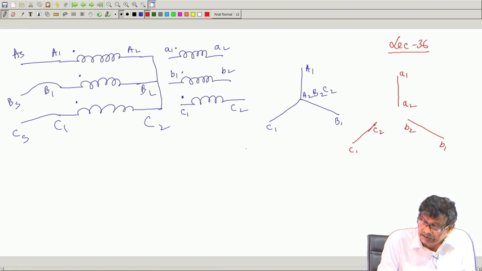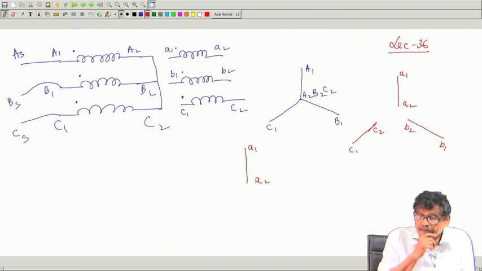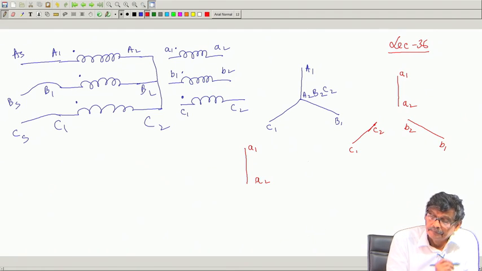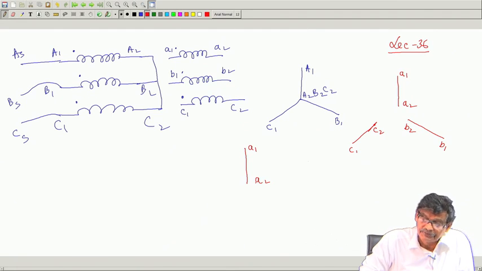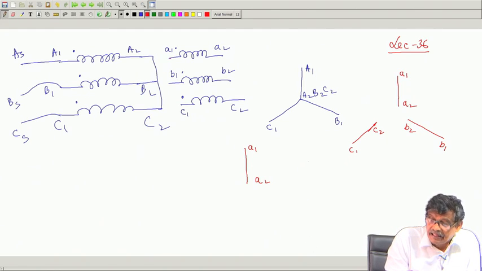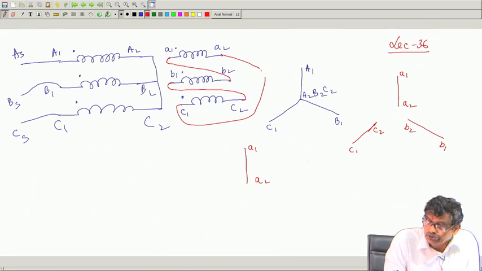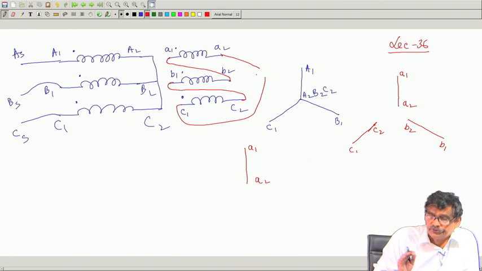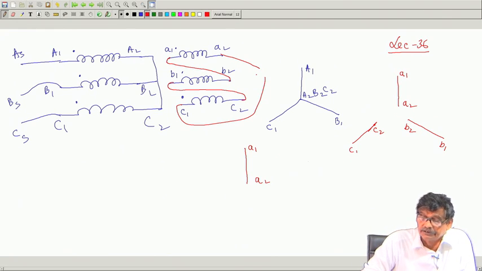Now, here is your A1 A2, A1 A2. And suppose this time I have joined A1 with B2, suppose B1 with C2. The delta connection I will make, they must be in series, and this also should be closed. I have not yet closed it. Let us first examine what is going to happen.